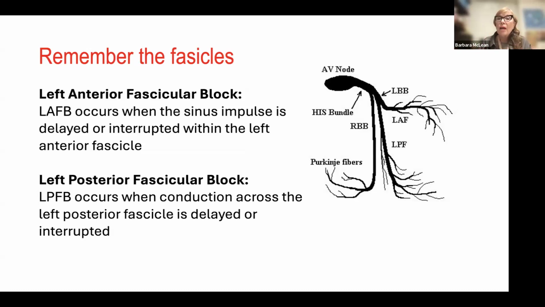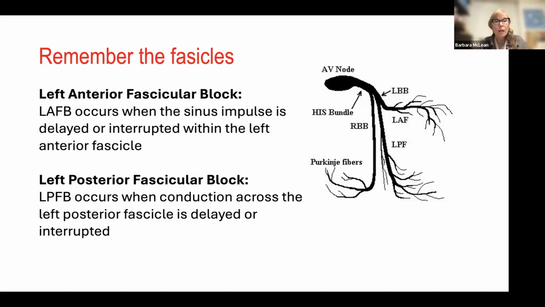So again, in definition, looking here, you see the LAF and the LPF, left anterior, left posterior. And of course, we're not looking at a 3D model, but in a 3D model, anterior fascicle in the front of the left heart, posterior fascicle in the back of the left heart. Left anterior fascicular block occurs when the impulse is delayed in the transmission through the left anterior fascicle. Now that's going to change my axis, but it isn't going to cause a widened QRS.